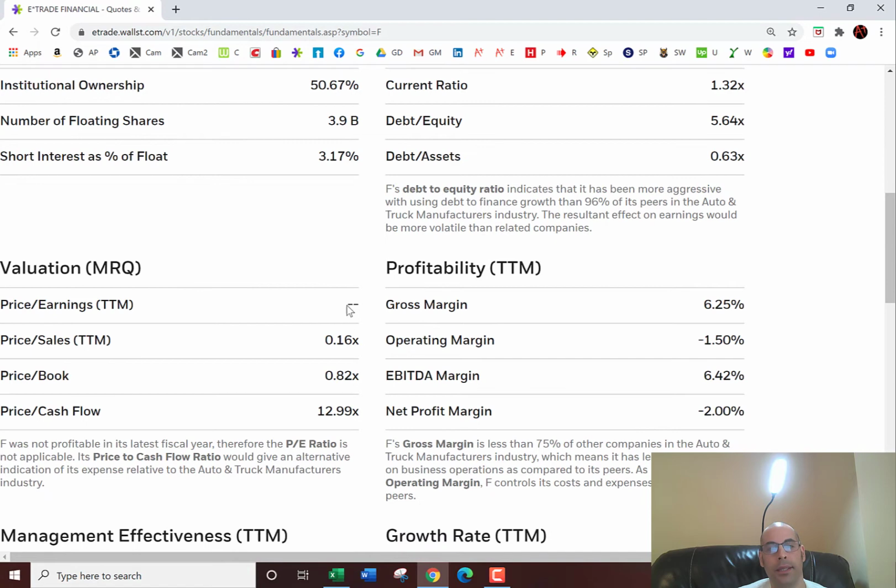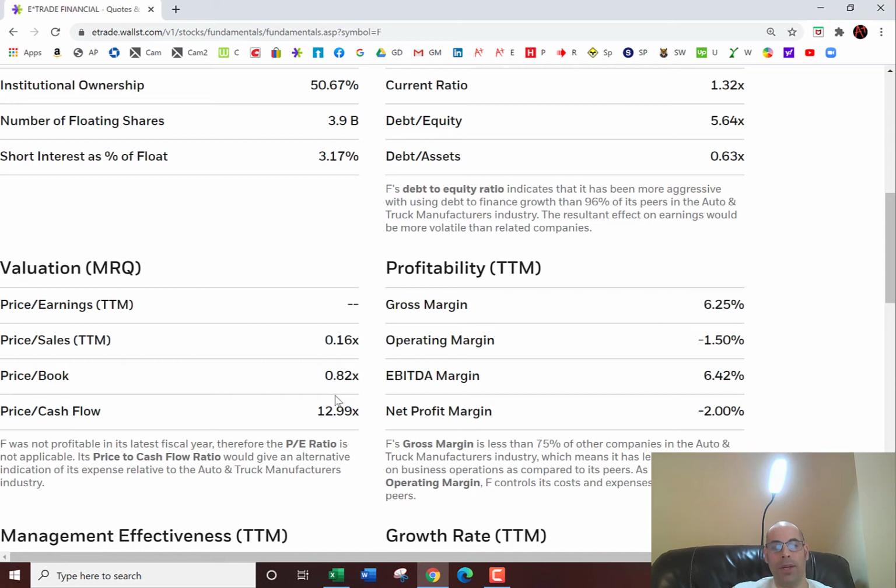Price to earnings is nothing because they don't have any earnings. Price to sales is price of stock over sales per share. That's a really low number, which is a good indicator, you want a low number. Price to book of 0.82, that's a really good price to book. That's price of stock over book value per share. Book value is from the balance sheet. So that's total assets minus total liabilities.